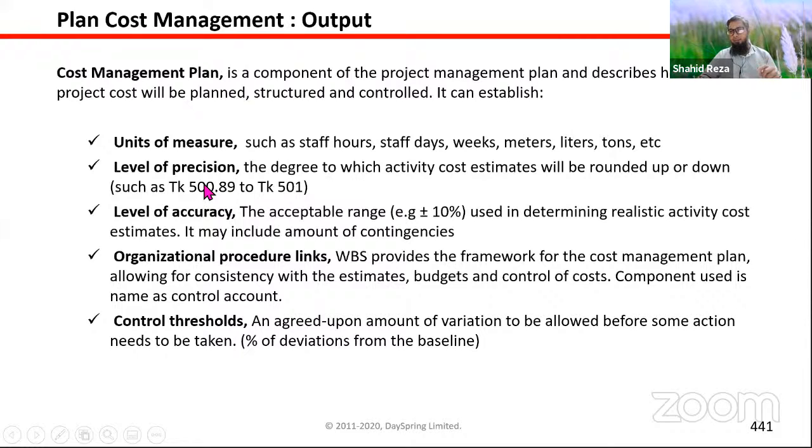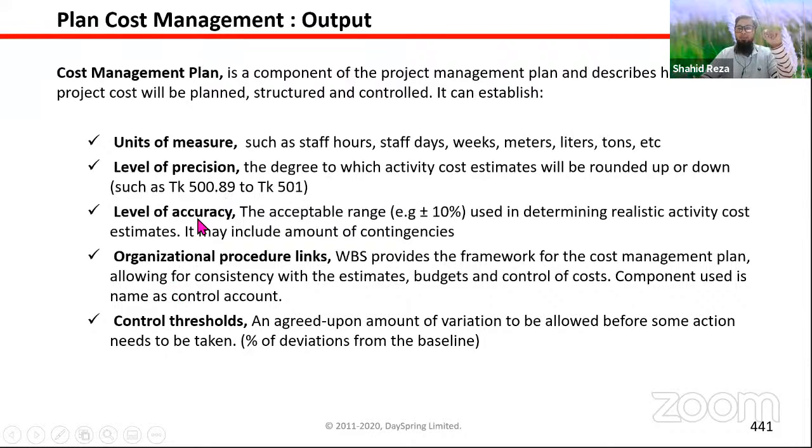Then level of precision. Based on your organization's policy, you have to follow the precision. Precision means how far after the decimal point you will take the values. Generally in Bangladesh, after the decimal, we use two numbers, 0.50, 0.89. In USA or in some other places, after the decimal point, they take four numbers. So that precision, you have to decide here. In Bangladesh, everywhere the practice is taking two numbers after the decimal when you're calculating money.